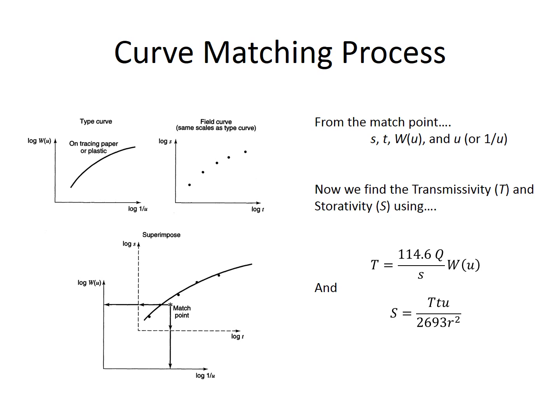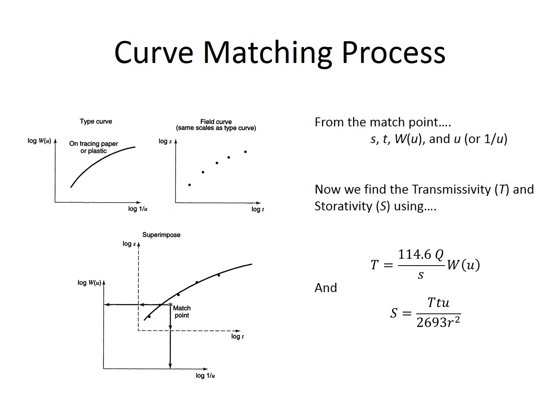It does not have to be an observation point. It does not have to be on the curve that the two fall in. It's just any point that is common to both scales, and we will get four data values. One is W(u) and u from one piece of paper, and the other is drawdown s and time t on the other piece of paper. Once you have the s, the t, the W(u), and u, or 1 over u, then we can calculate the transmissivity and storativity using these equations.